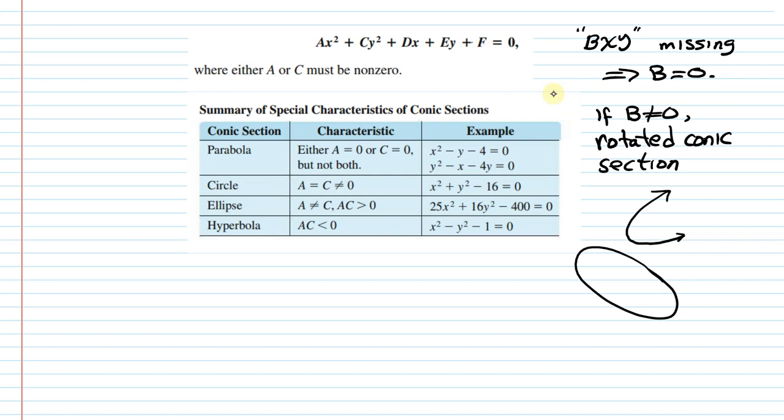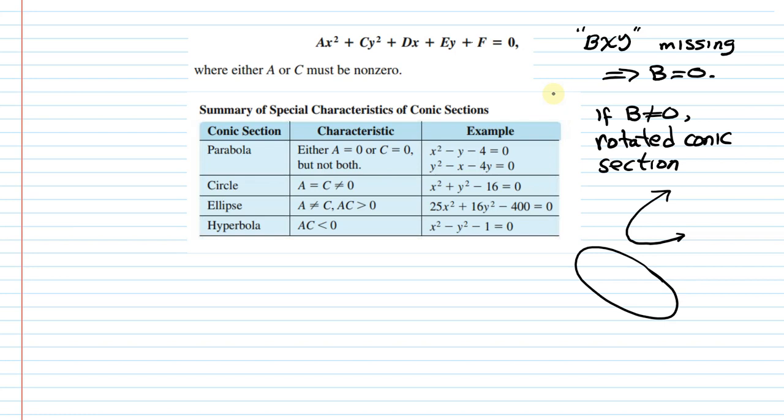If A and C are equal, they become a circle. And for a circle, by the way, A and C could be negative. So I could have negative 2x squared, negative 2y squared, plus blah, blah, blah. That would be a circle, because I can turn around and multiply the whole equation by negative. See, that turns it into a positive, as long as A and C are equal. But for the ellipse, they have to be different, and the product has to be positive.